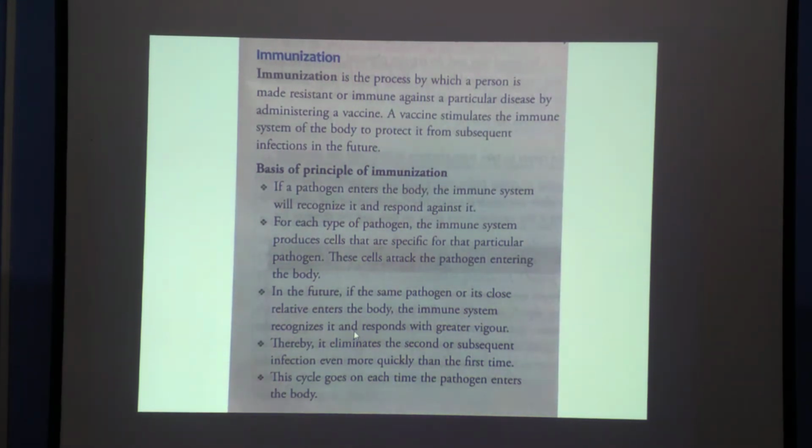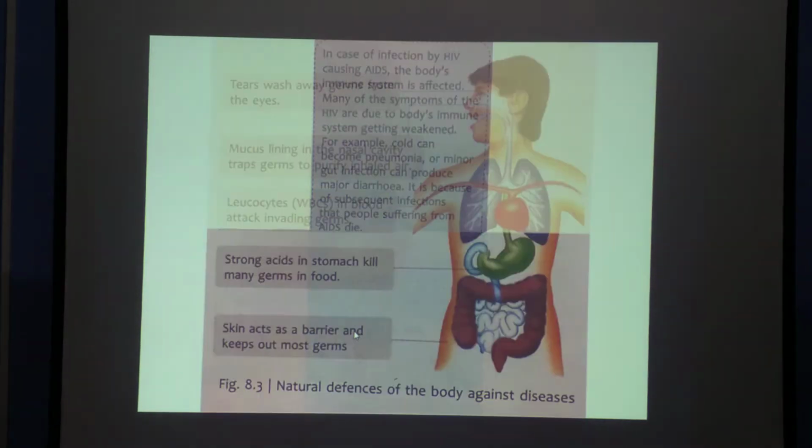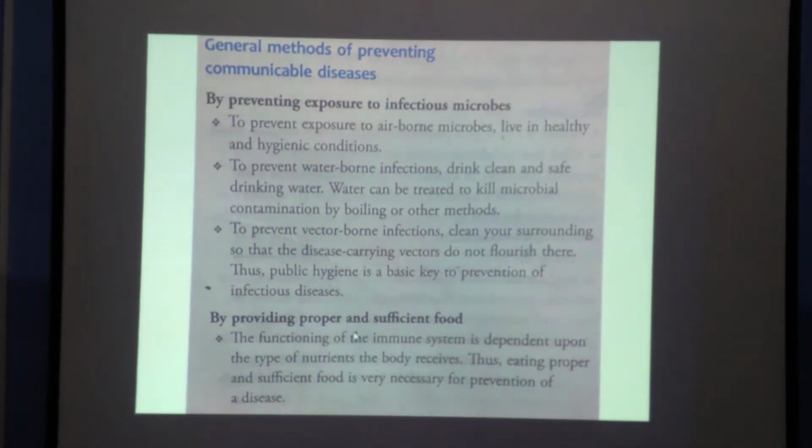So let us talk about the general methods of prevention of diseases. General methods of prevention of communicable diseases: we can prevent ourselves from communicable diseases by following certain norms. First, prevent exposure to infectious microbes. To prevent exposure to airborne microbes, live in healthy and hygienic conditions.